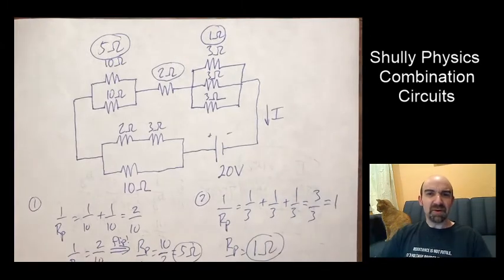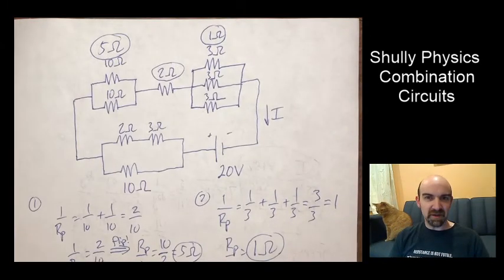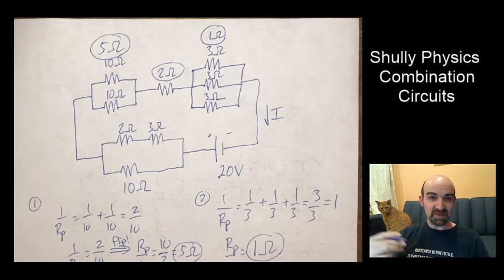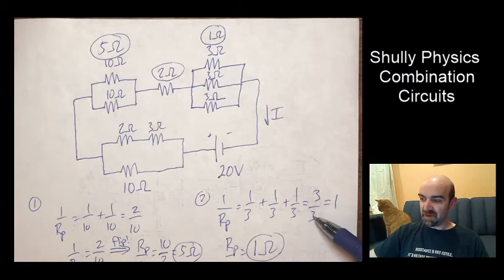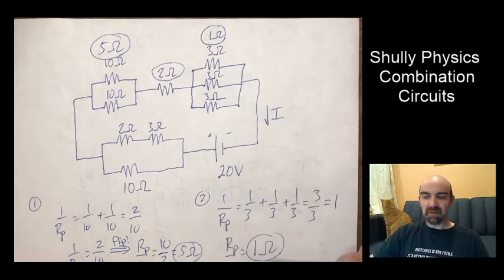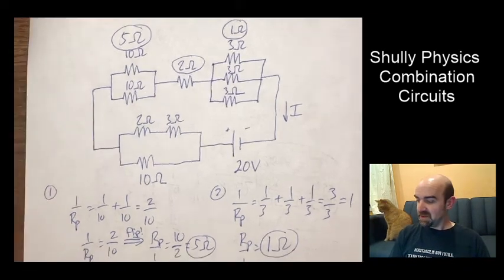So if we have 3 of the same resistor value in parallel with each other, we're going to take that resistance value and divide it by 3. All right, 3 divided by 3. Here we had that 10 divided by 2 branches. So it's the resistor value divided by the number of branches. Now that only works if you have the same value as the resistor for each of those branches.